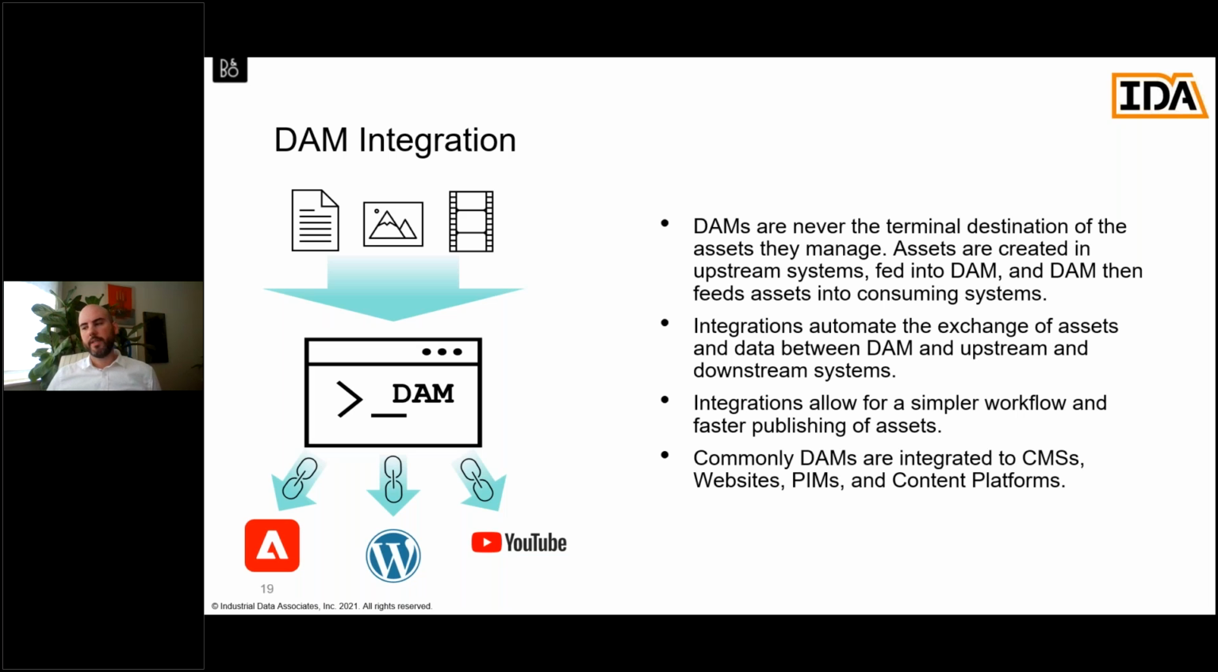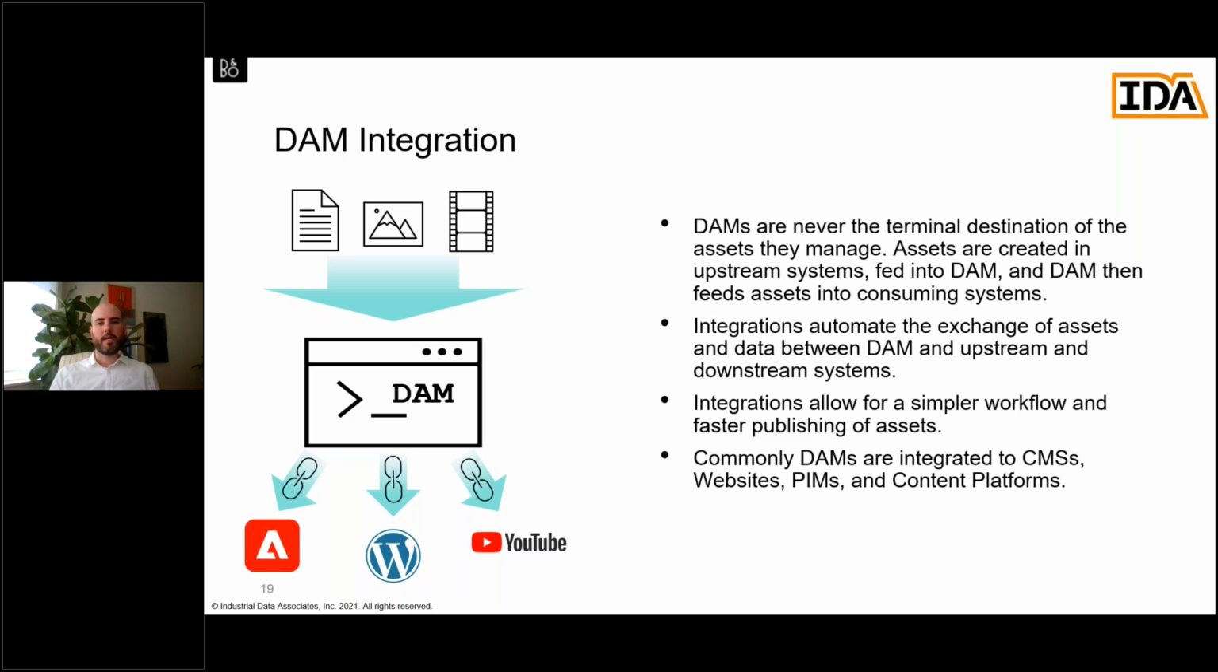Integration is a really important functionality. So you don't want your assets to just remain in DAM. DAM should be a stop on the way to publishing them somewhere else. Assets are often created in a different system, whether that is with a camera or with a text editor or some other system. And then DAM is really where you store, you edit, and you publish. So having these integrations which automate the exchange of assets between upstream and downstream systems is a big selling point for a lot of DAMs.